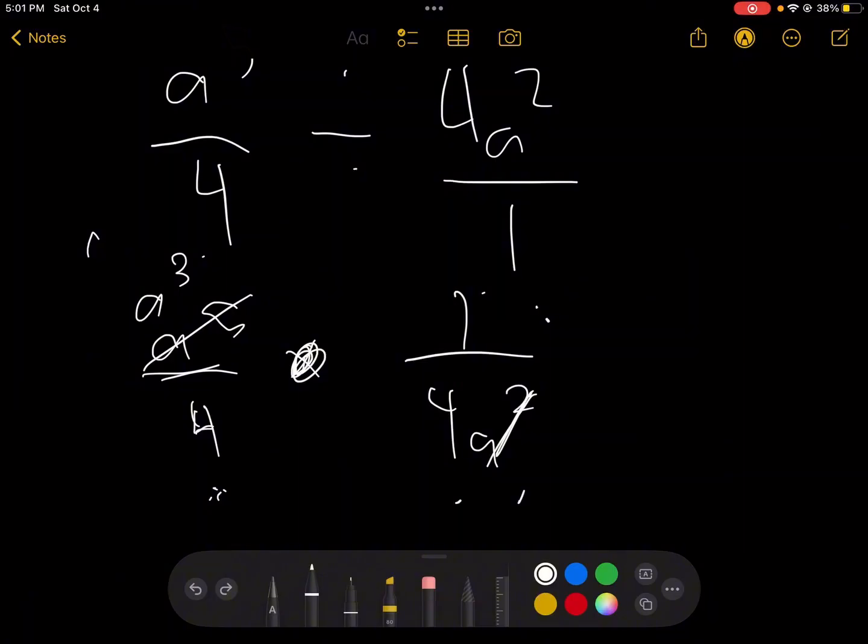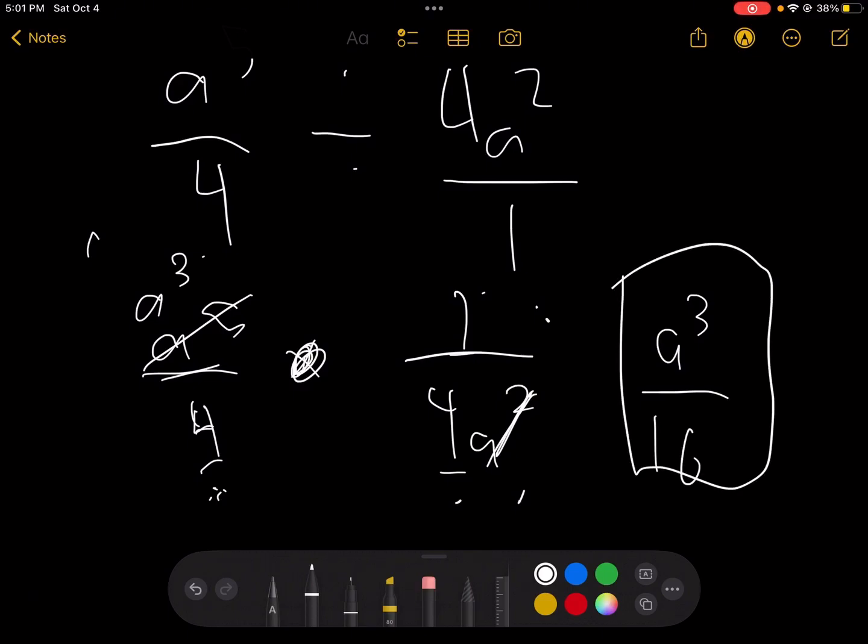Now what we have left here is a cubed and 4, and there's also 4 and a 1. Now we just multiply. So it would be a cubed because of the 1. Then now, 4 and 4, 16. Final answer. Easy as that.